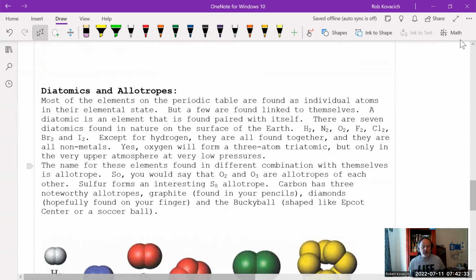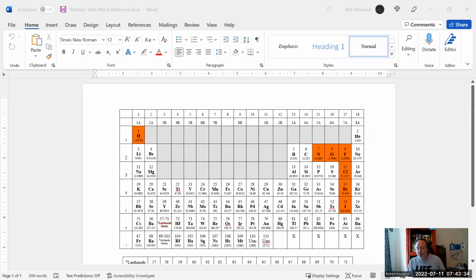Okay, so now we're going to talk about diatomics and allotropes. So if I look on the periodic table, you will find there are elements that are called diatomics. So hydrogen, nitrogen, oxygen, fluorine, chlorine, bromine, and iodine. There are 7 of them. So this kind of looks like a 7 here, but there's only 6 here, and the 7th one is hydrogen.